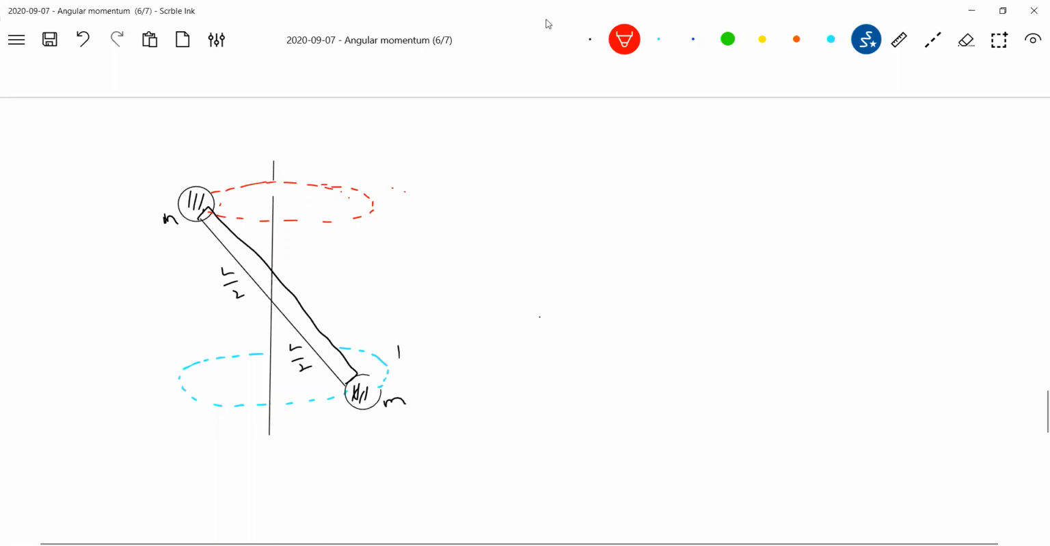Both will describe the same radius. What is the angular momentum of this? First of all, you have to ask questions. Where is omega? Omega will be upward here. I want the angular momentum. So what is the angular momentum of this? It's a light rod.